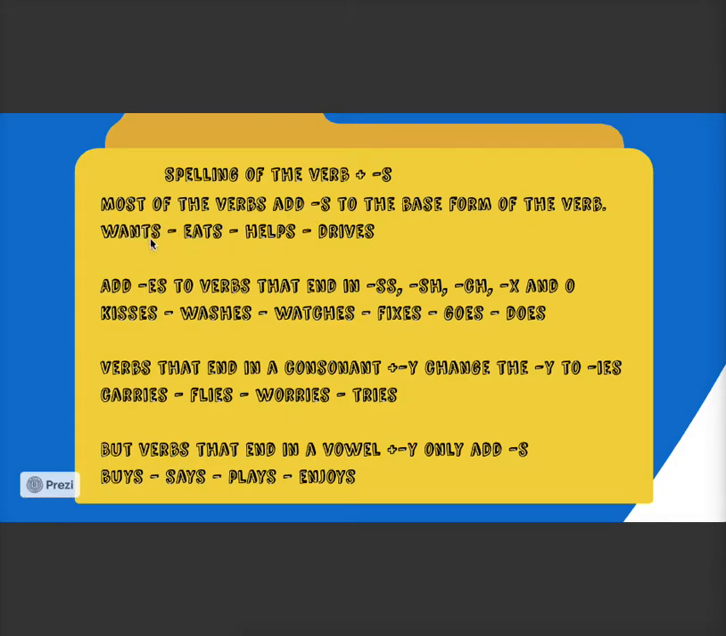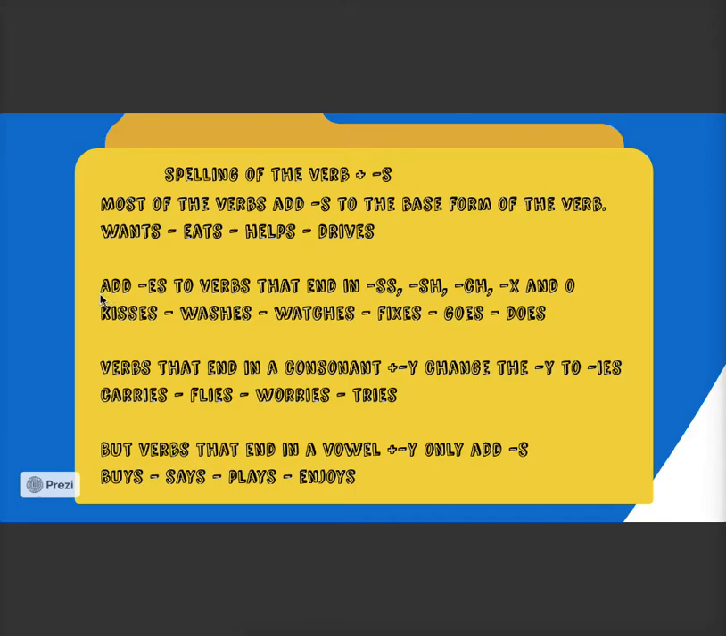What is the meaning of want? I want a hamburger. Querer. She wants a hamburger. It's exactly the same meaning. La S no te va a cambiar el significado. I want and she wants is exactly the same. Eats, of course, you know what is the meaning of eat, help, and drive. What is the meaning of drive? Conducir. So, I drive, she drives. Can you see? It's exactly the same. Let's continue. You know that with most of the verbs it's just an S. But let's check the next part.